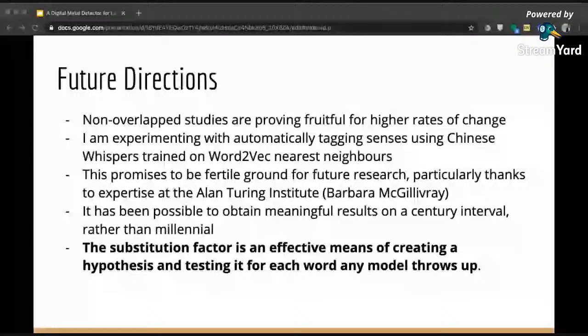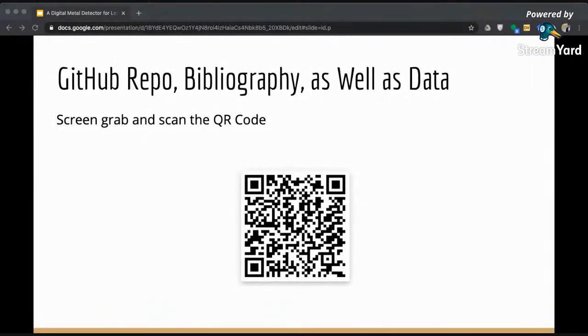And this research is very fertile. We're going to do some really interesting things here. But we need a way to make sure that in classics, these models are meaningful. And the substitution factor seems to me to be a fair way of doing it. Substitution factor is an effective means of creating a hypothesis and testing it for each word that a model might throw up. So hopefully in the next few years, we can start to solve the problem of a lack of drift in Greek lexicography.